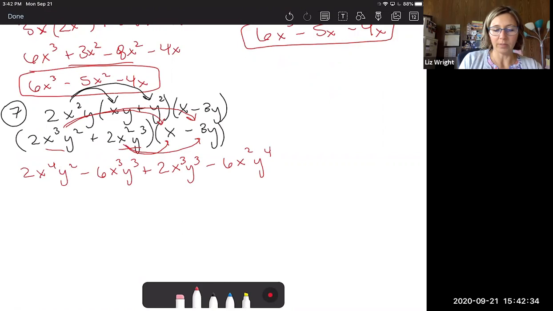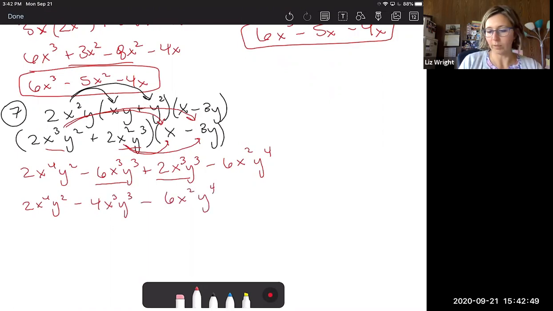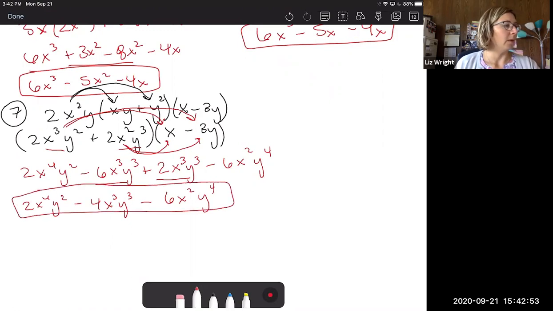And then the only ones we can combine are in here. And so then we've got 2x to the fourth y squared minus 4x to the third y to the third minus 6x squared y to the fourth. And that's going to be the end of that problem.